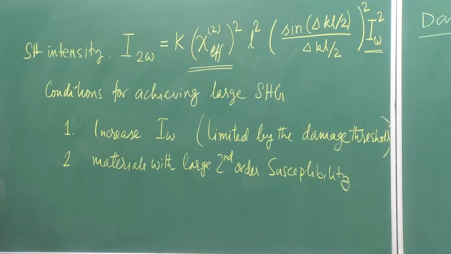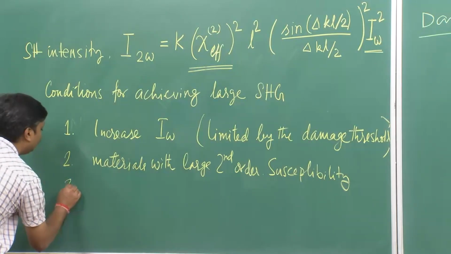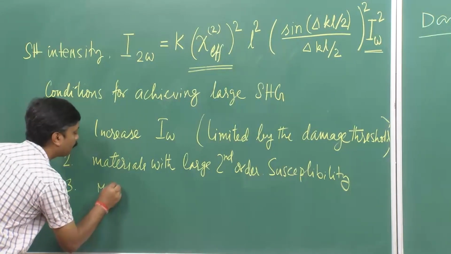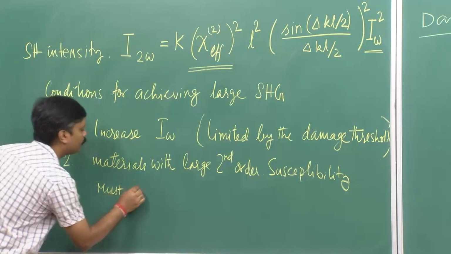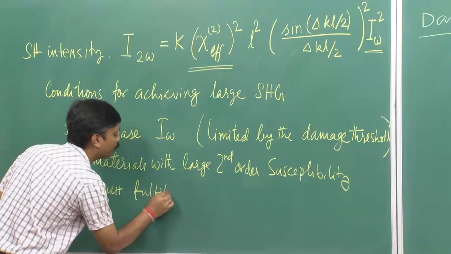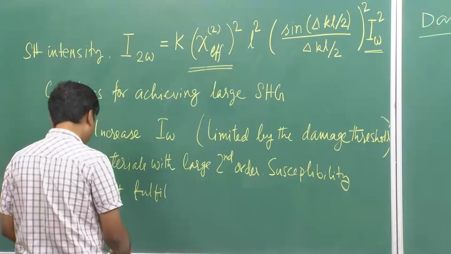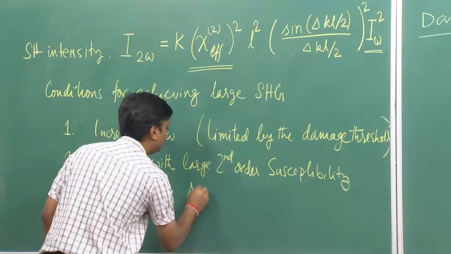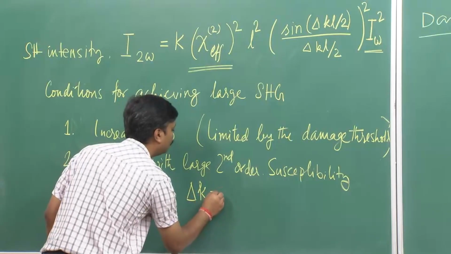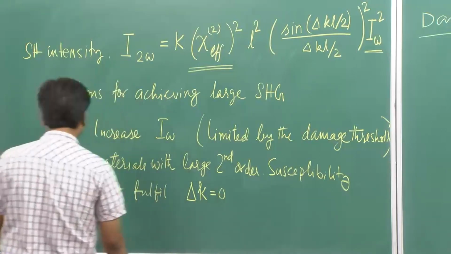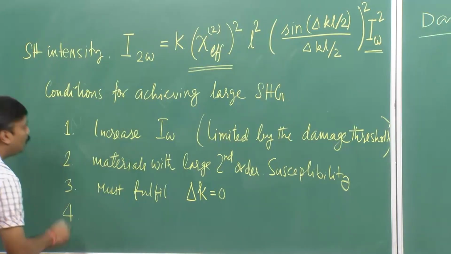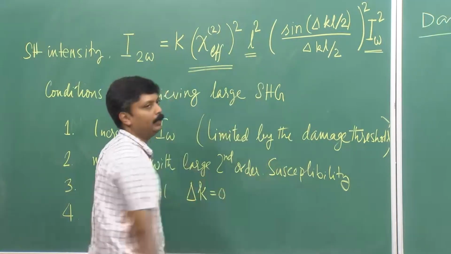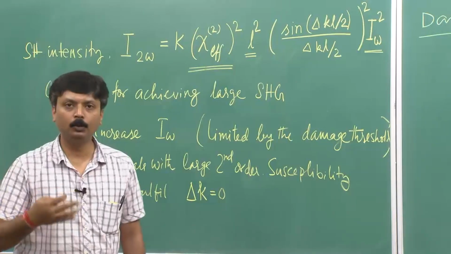And next, that material must fulfill the condition for phase matching, delta K equal to 0. Okay. And what is my fourth variable that I can play with is this quantity, that is L, which is the path length through the crystal.